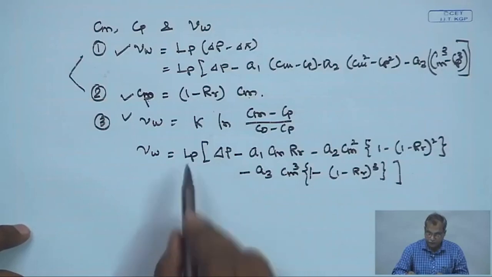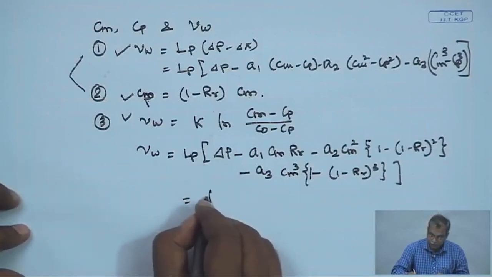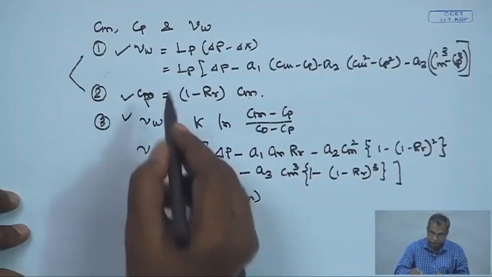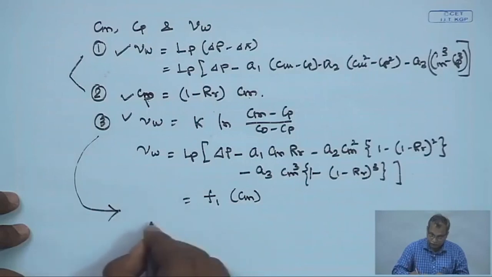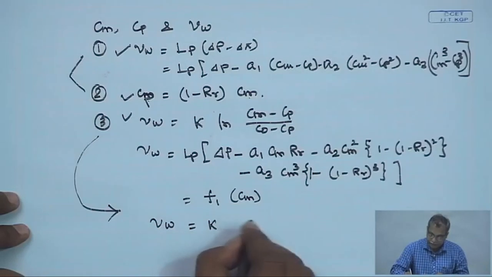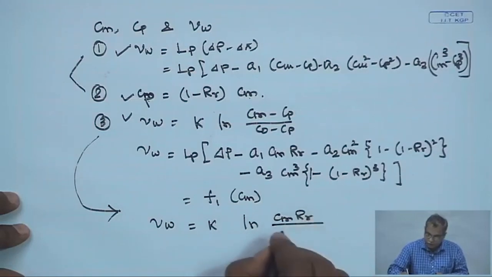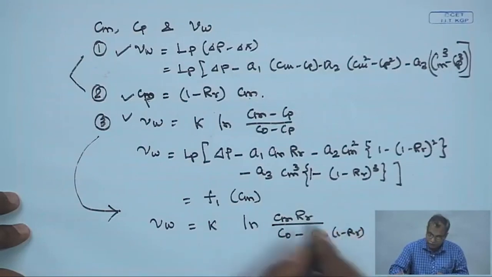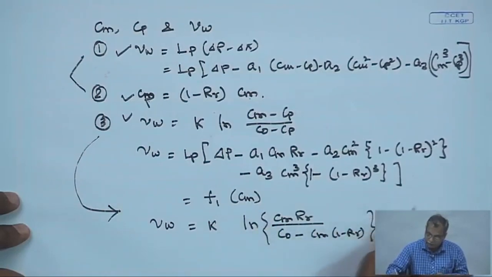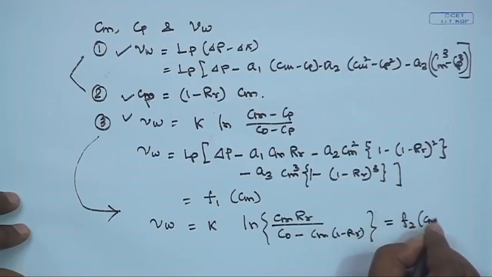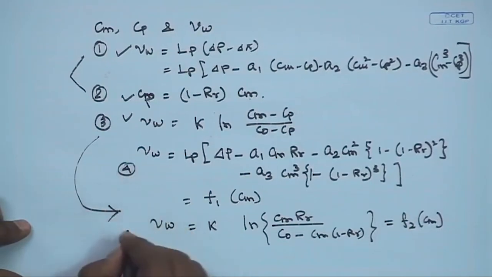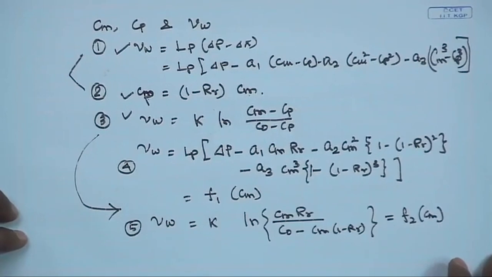Since RR is constant, the osmotic pressure coefficients A1, A2, A3 are constant, delta P is constant for a particular operating condition, and Lp is constant, Vw will be some function of Cm. We can write the third equation, the film theory model, as Vw equal to K ln of (Cm minus Cp) over (C naught minus Cp), that is, K ln of Cm times RR divided by C naught minus Cm (1 minus RR). Now, this will be another function of Cm. This is equation number 4 and this is equation number 5, so now we have two equations and two unknowns only, because we have eliminated Cp in favor of Cm in both equations. Equation 4 and equation 5 are the two resultant equations.